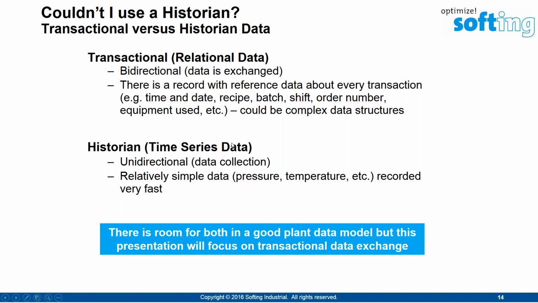Now, a historian, on the other hand, is designed for data collection. And the information is typically simple process data that you record at a very fast speed. So the tManager is a transaction manager, not a historian.